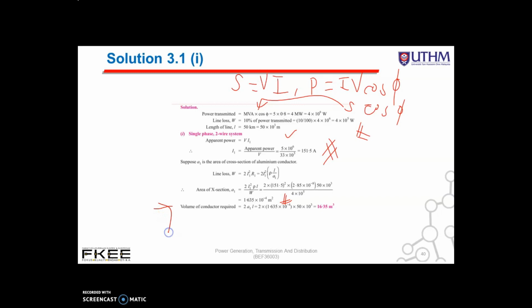Then you can calculate the volume: 2 times area times the length. Then you get 16.35 meter cube.